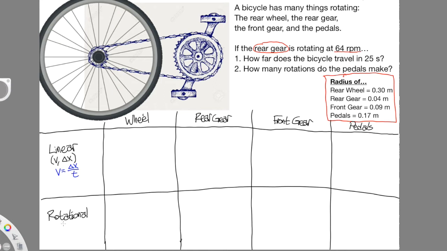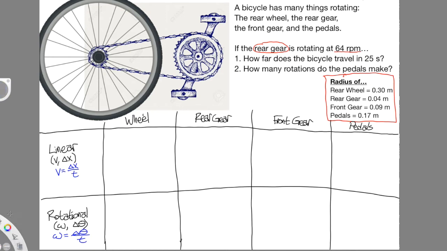Then we have our rotational variables, which is our angular velocity omega and our angular displacement delta theta. And like with our linear variables, we have a formula that relates these two variables to each other. Omega is delta theta over t. Just like before, our velocity is our displacement over our time. So this can kind of help us keep track of everything that we need to know.